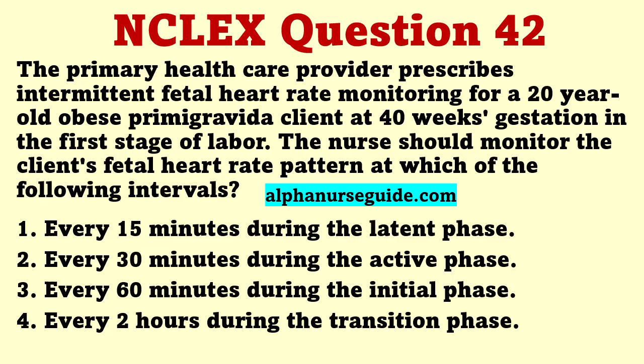The correct answer is 2. Labor is categorized into 3 phases: latent, active, and transition. During the active stage of labor, intermittent fetal monitoring is performed every 30 minutes to detect changes in fetal heart rate.